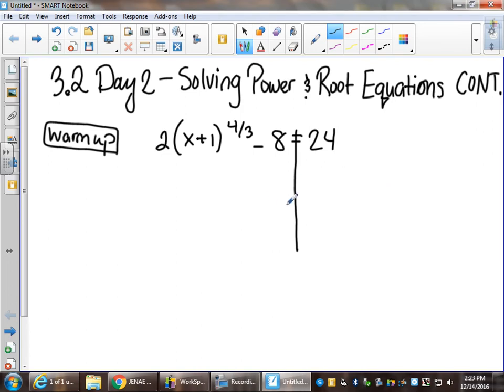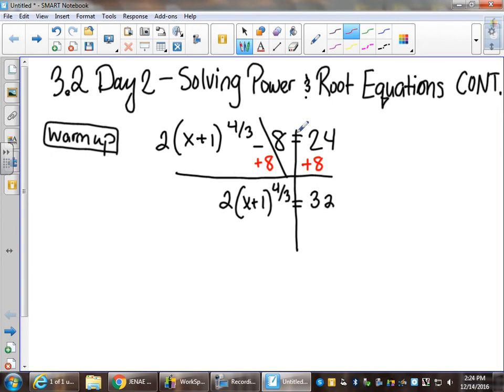Now that you have all tried it, let's see if we match answers. The first thing I'm going to do is add 8 to both sides. So I'm bringing down this piece, equals 24 plus 8 is 32. I see that this is 2 times this piece, so I can divide both sides by 2. And I now have x plus 1, all to the, I want to move that over.